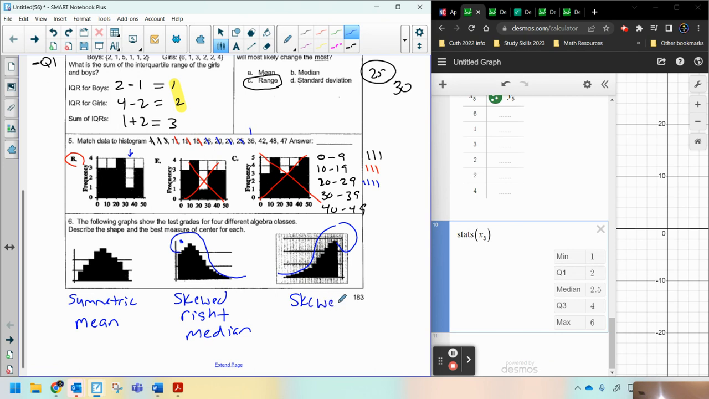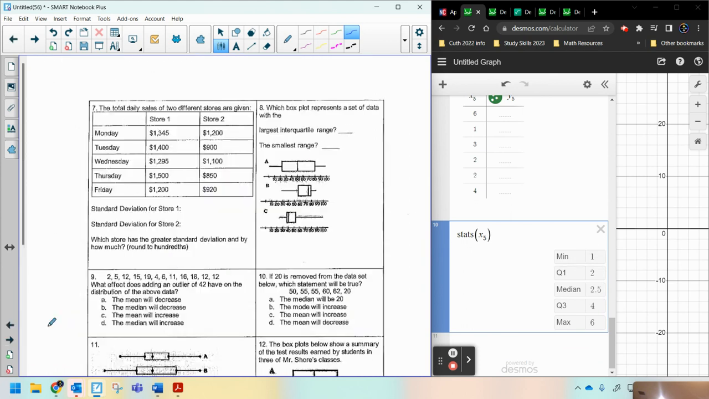So this is skewed left, and again, we are going to use the median because we have an outlier. The outlier will mess up the mean. All right, next one.